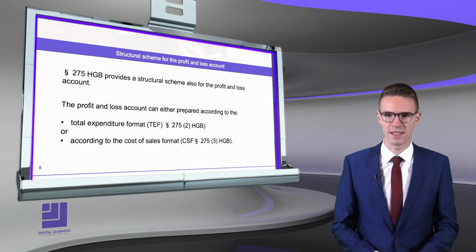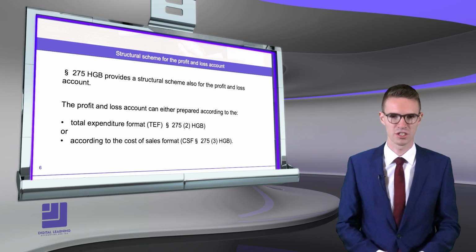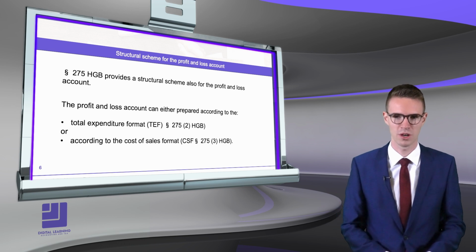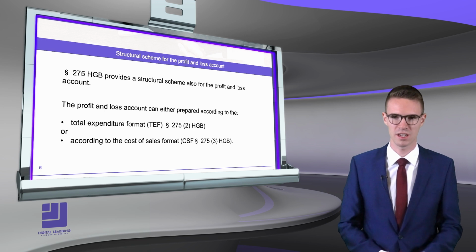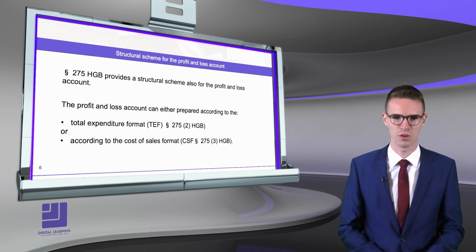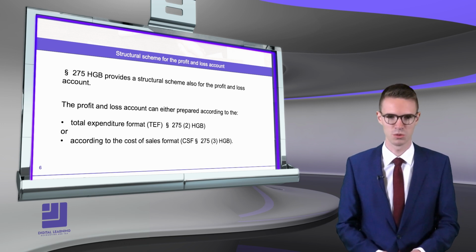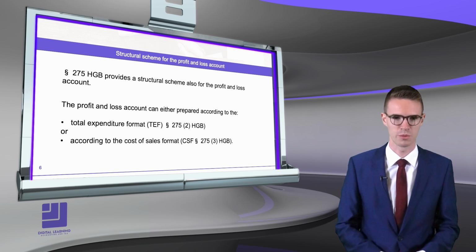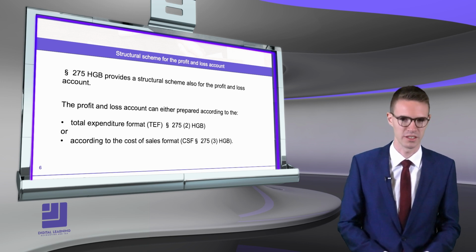Now let's have a look at the structure of a profit and loss account. The structural scheme of a profit and loss account is provided by paragraph 275 HGB. The profit and loss account can either be prepared according to the total expenditure format, due to paragraph 275(2) HGB, or according to the cost of sales format, paragraph 275(3) HGB.